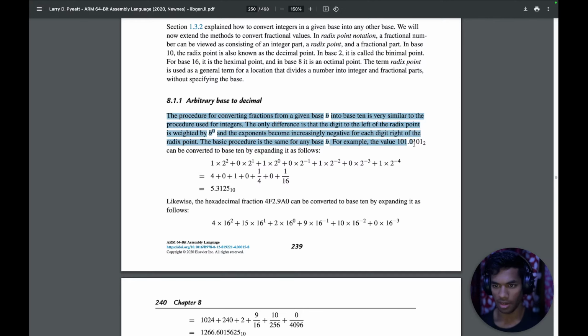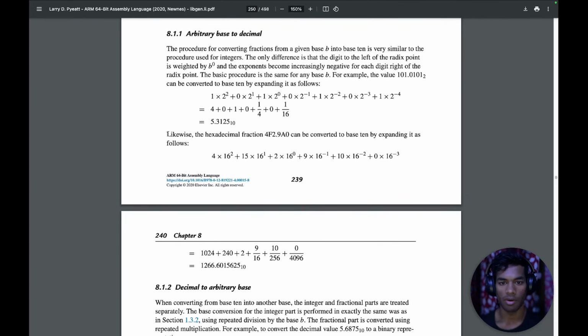For example, the value shown can be converted to base 10 by expanding it as follows. This has power 0, power 1, power 2, and then minus 1, minus 2, minus 3, minus 4. Okay, and I just add them all like that, and I have it in decimal. Likewise, the hexadecimal fraction can be converted to base 10 by expanding it as follows, like this.